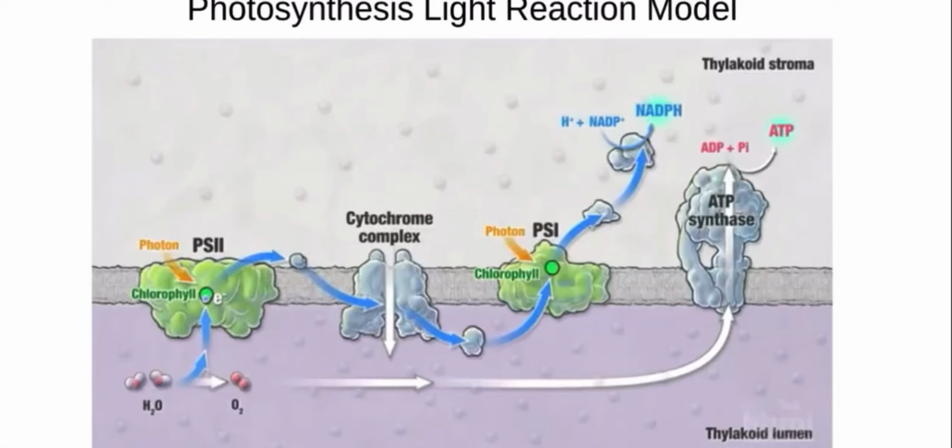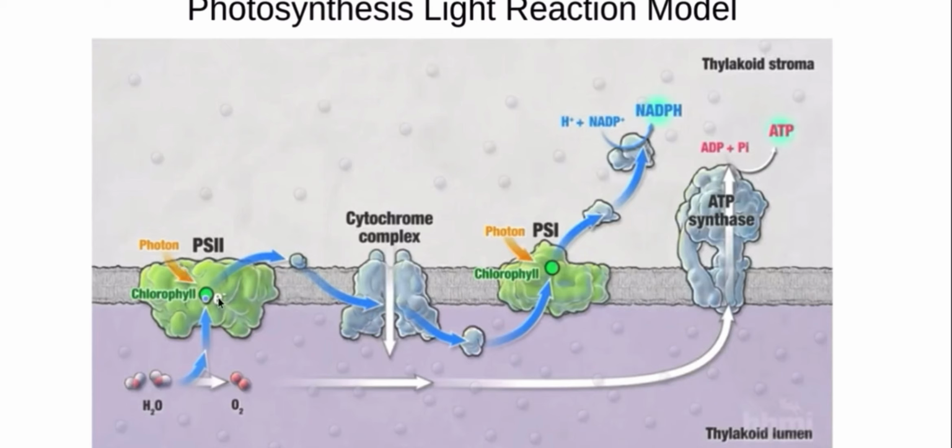So this is our model of the light reactions in photosynthesis. So this is the thylakoid membrane. This is the inside of the thylakoid. This is the outside of the thylakoid. Step one is photon hits the chlorophyll, which is a light-absorbing pigment, in photosystem 2, which is right here.